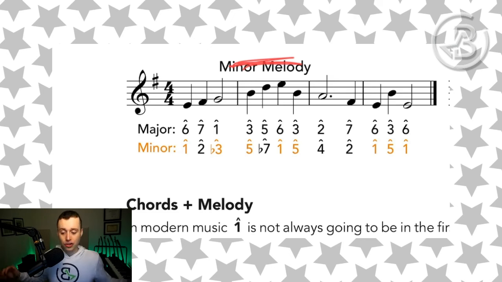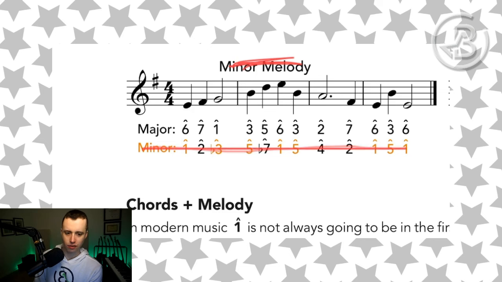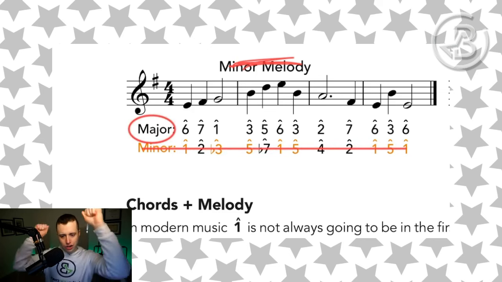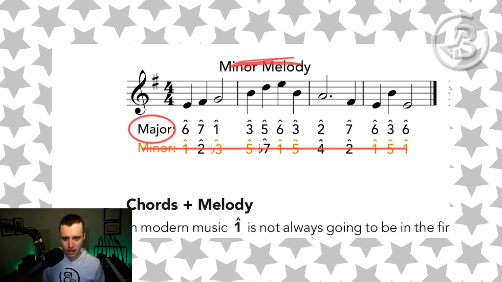So let's imagine this from a major perspective. We're just going to worry about major. So we're putting our major hats on. We're going to imagine this melody as major. If we're imagining this melody is major, we're going to look at the first note, which is E, scale degree 6. And then the next note, F sharp, as 7, then 1. So in the first measure, we do have a scale degree 1 landing on a strong beat, beat 3, because we are in 4-4.